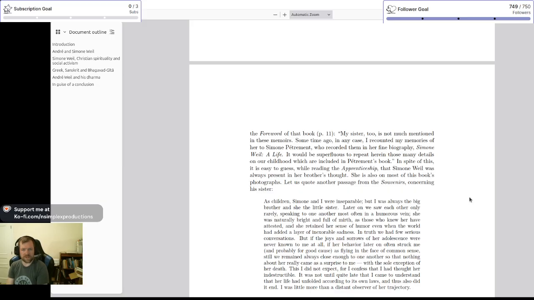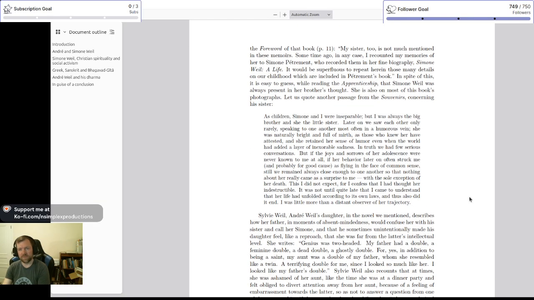Let's quote another passage from Souvenir concerning his sister. "As children, Simone and I were inseparable, but I was always the big brother and she the little sister. Later on, we saw each other only rarely, speaking to one another most often in a humorous vein. She was naturally bright and full of mirth, as those who knew her would have attested. She had retained her sense of humor, even when the world had added a layer of inexorable sadness."